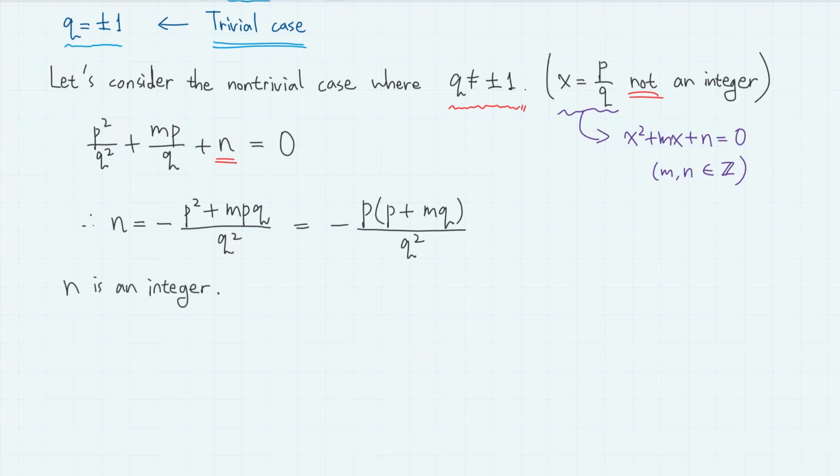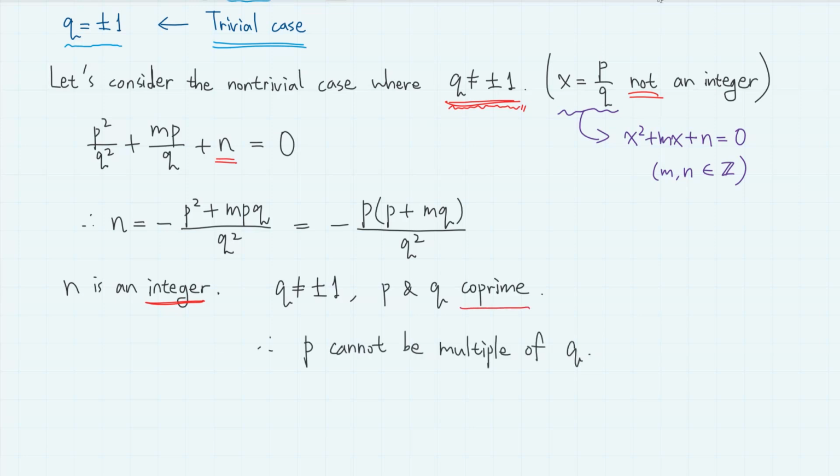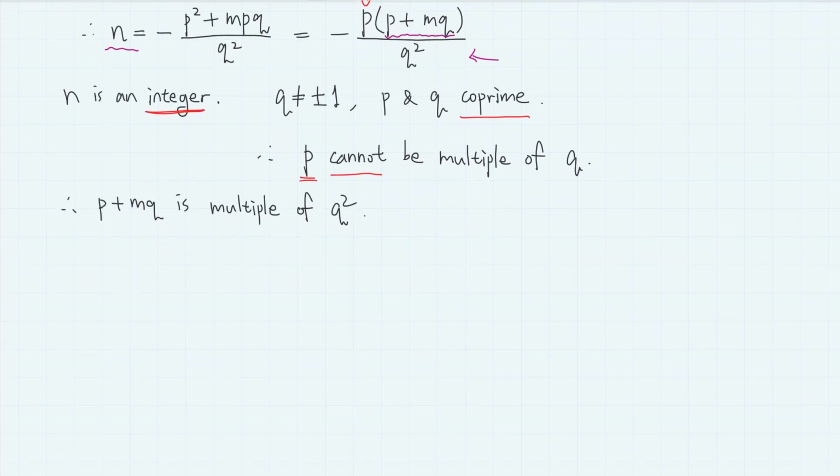Here we will use the given condition that n is an integer. We must also consider that q is not plus or minus 1, and p and q are co-prime, hence p cannot be a multiple of q. So, in order for n to be an integer, this p plus mq must be a multiple of q squared. That is, p plus mq equals kq squared for some integer k.